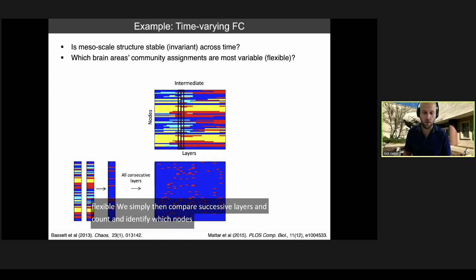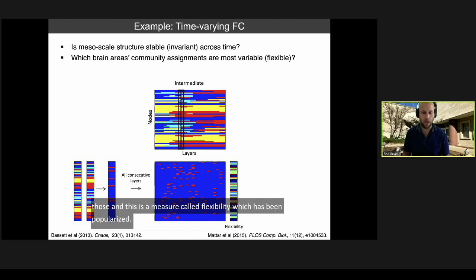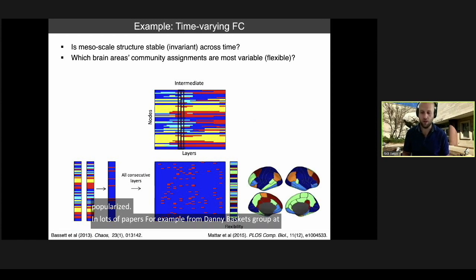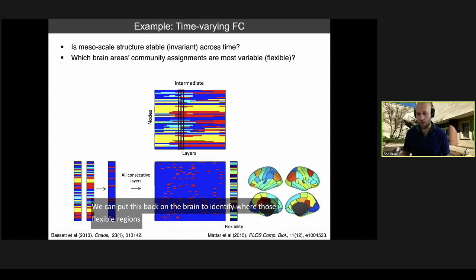Where are their change points? That's what I'm showing here. Every red dot here represents a node whose community assignment changes from the previous layer. And we can just average those. This is a measure called flexibility, which has been popularized in lots of papers, for example, from Danny Bassett's group at Penn. We can plot this back in the brain to identify where those flexible regions are. And if we were to run the algorithm many, many times and average flexibility, we get a much smoother and nicer picture.